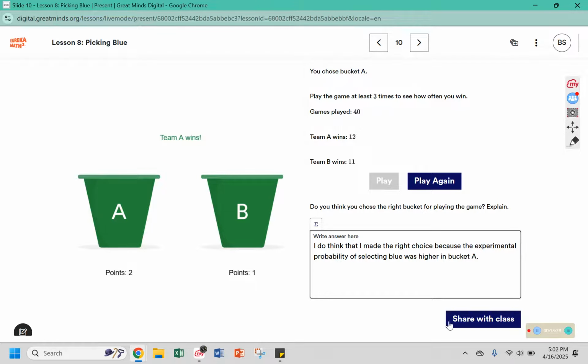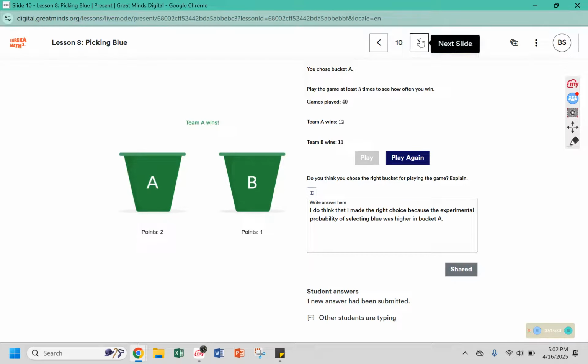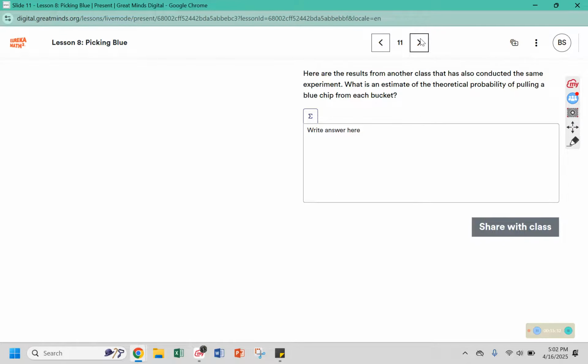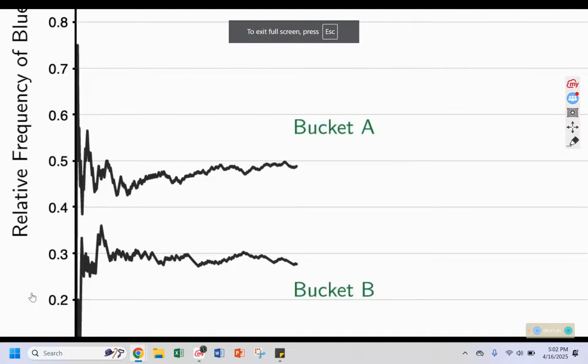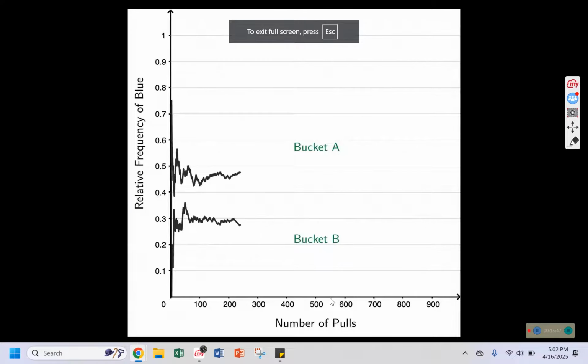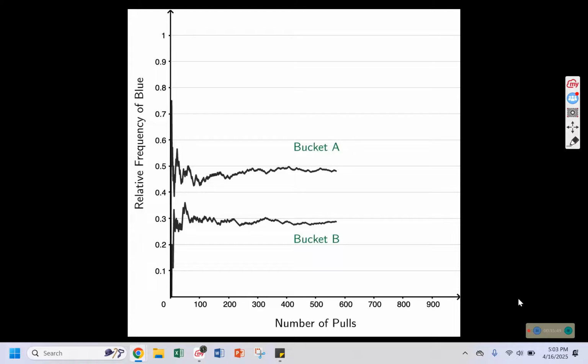Here are the results from another class that has also conducted the same experiment. What is an estimate of the theoretical probability of pulling a blue chip from each bucket? You can see here that bucket A is right under 0.5, and then bucket B is right around 0.3.